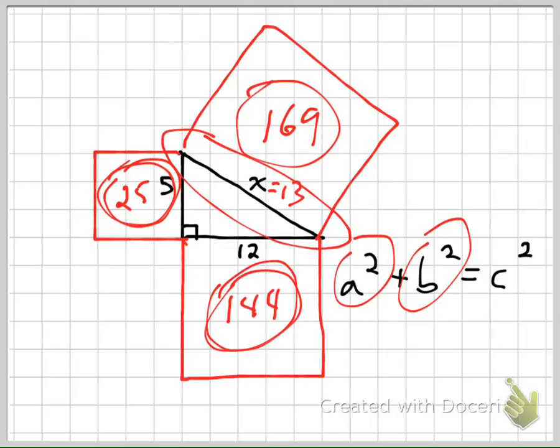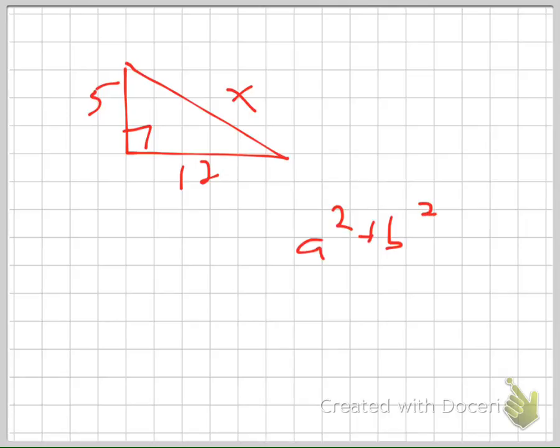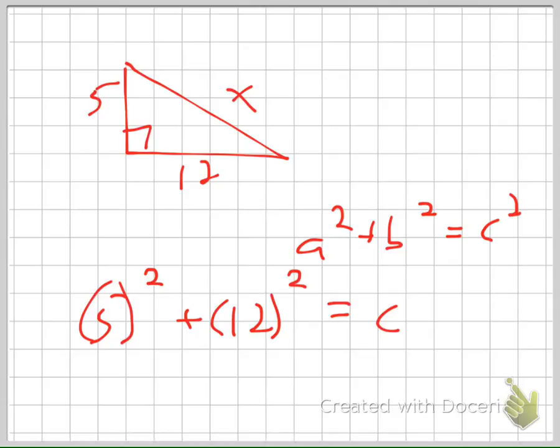Does that make sense? So, now that I've shown you that it's 13, let's do this one the mathematical way. 5, 12, and x. Now we're just going to use the formula. A squared plus B squared equals C squared. What is A? When we plug things in, we always plug it in parentheses. So A is 5. So 5 in parentheses squared plus 12 in parentheses squared equals C squared. Or you would put down here x squared. Do you all see it?